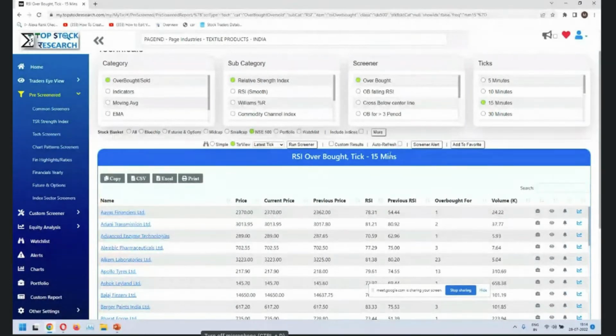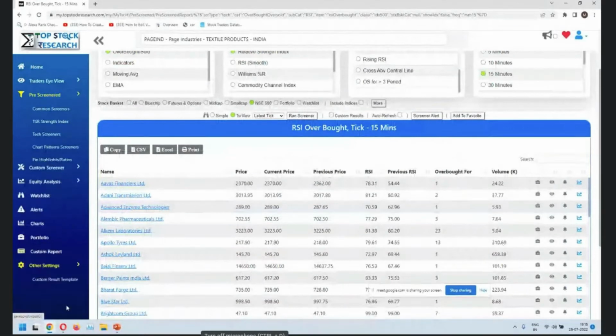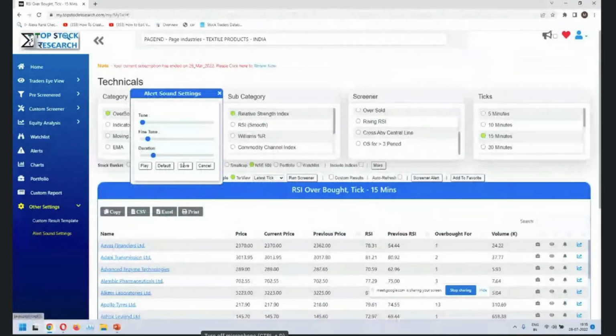This also comes with a certain beep. So what that beep is, basically you can play with the alert sound. Beep. You can play with the settings of your choice and see what beep really works for you.